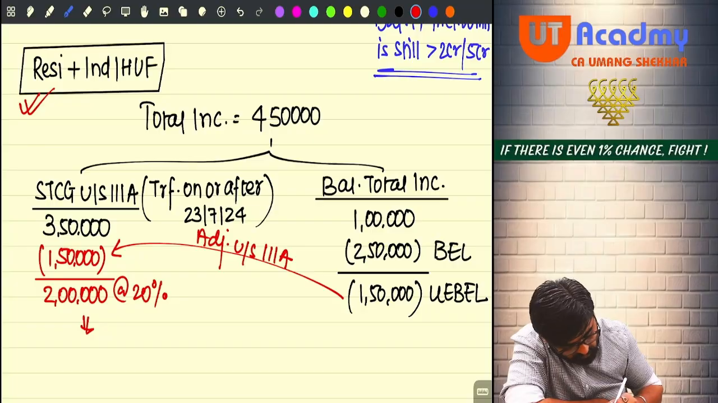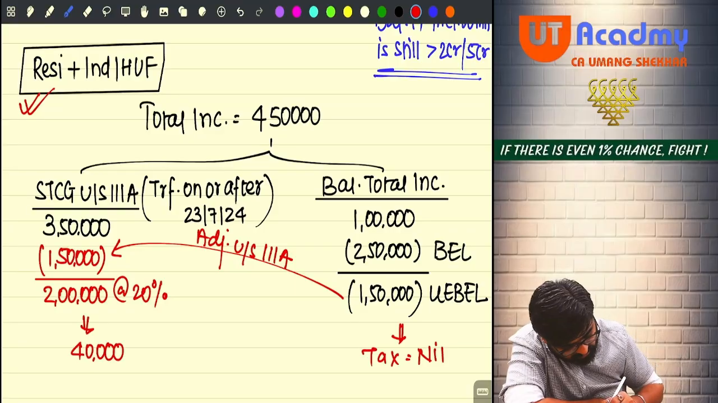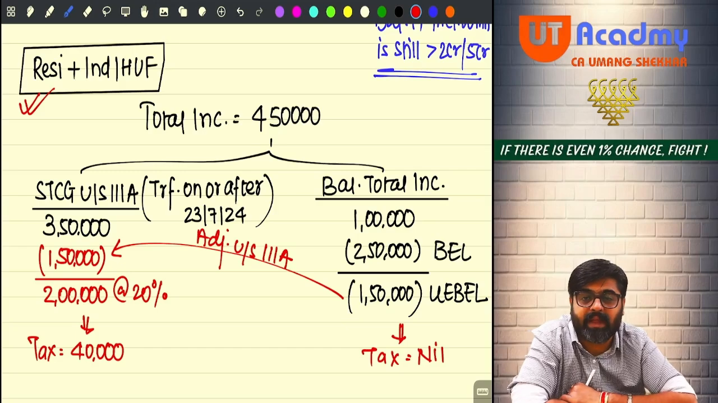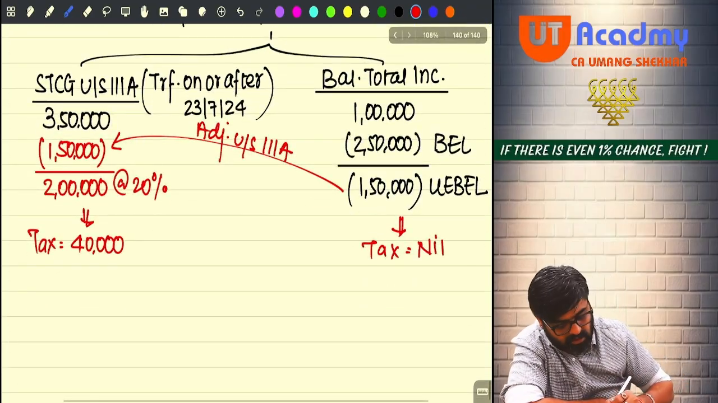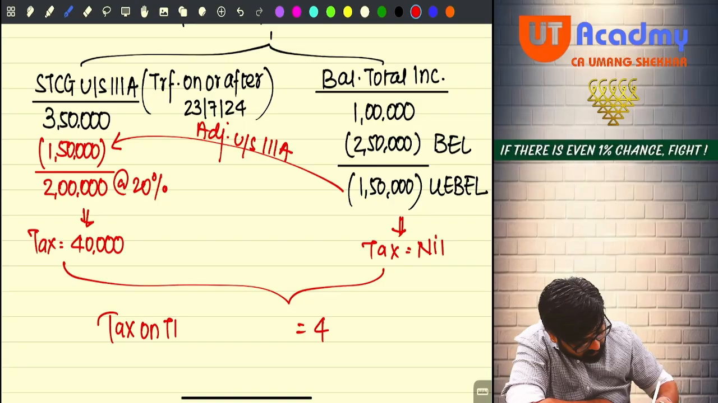So how much will be tax now? 40,000 tax here. And what will be the tax here, friends? Here my tax liability will be zero, nil, because my basic exemption limit is not crossed. Yes or no? So have I calculated tax on my special income? Yes. Have I calculated tax on my normal income? Yes. Add both the tax. I will get tax on total income. That is how much? 40,000.